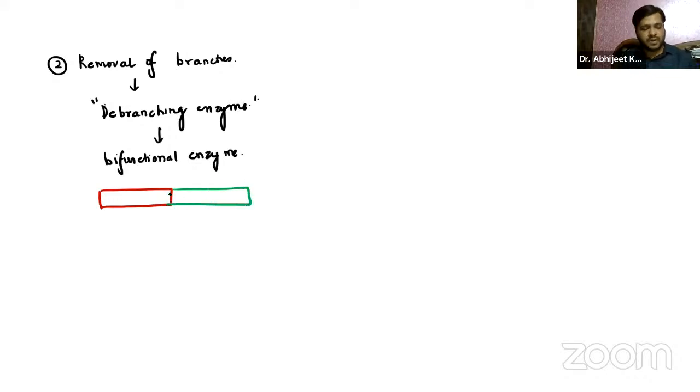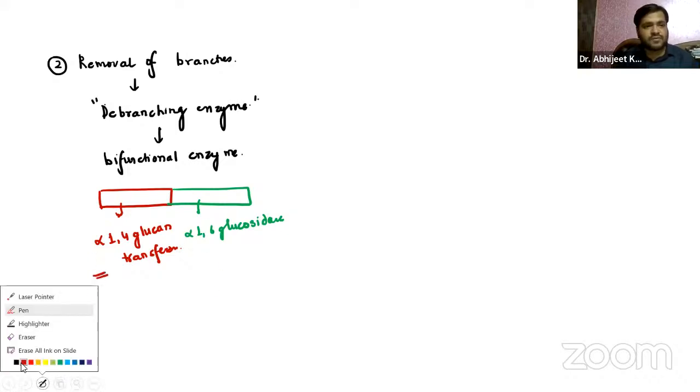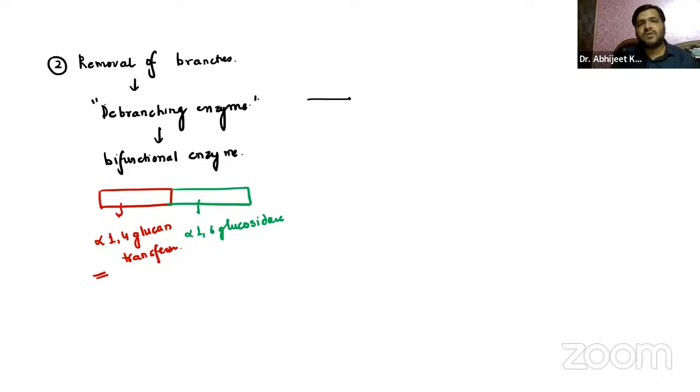It is alpha 1,6 glucosidase and alpha 1,4 glucan transferase. Important, right? So it is a debranching enzyme, a bifunctional enzyme. Now, what will happen? This glucan transferase, guys, what will it do? Let us just try to see over here.